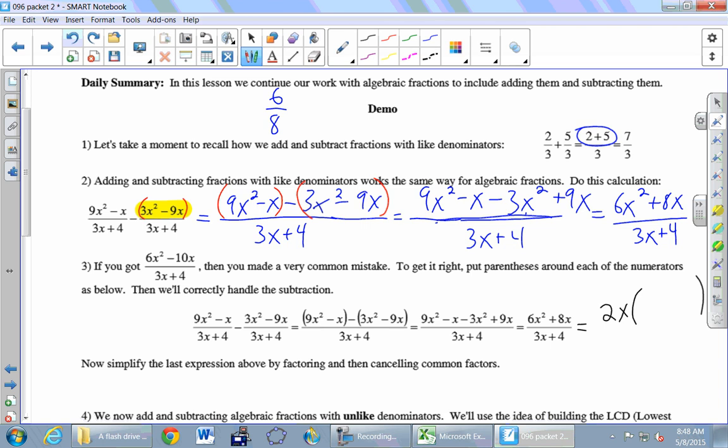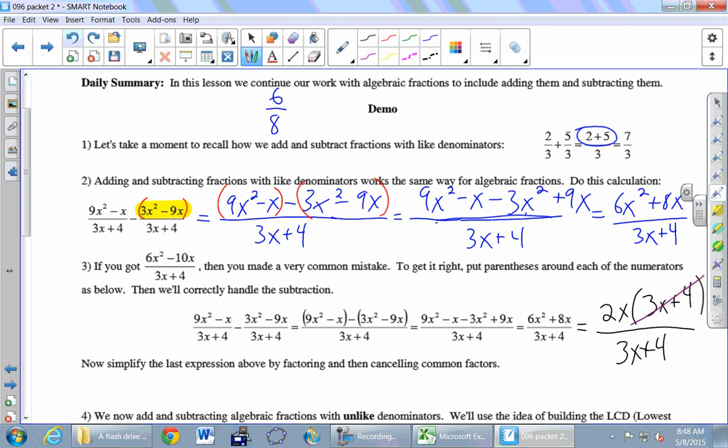What's left? 2, 3x plus 4, right? And then I'll copy the bottom. All right, I see 3x plus 4 both places. Can I cancel those? You can.